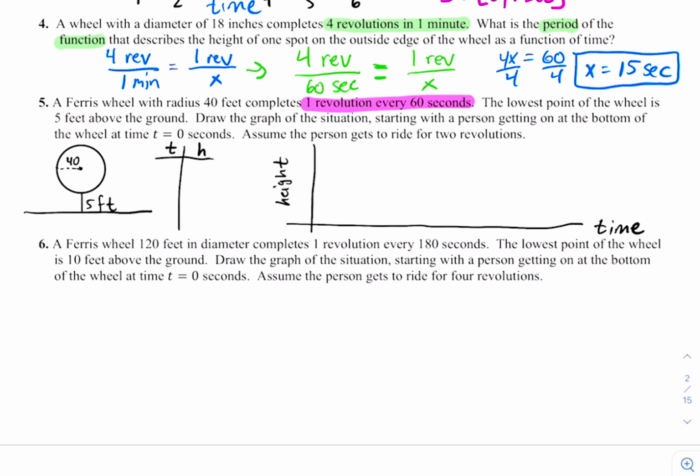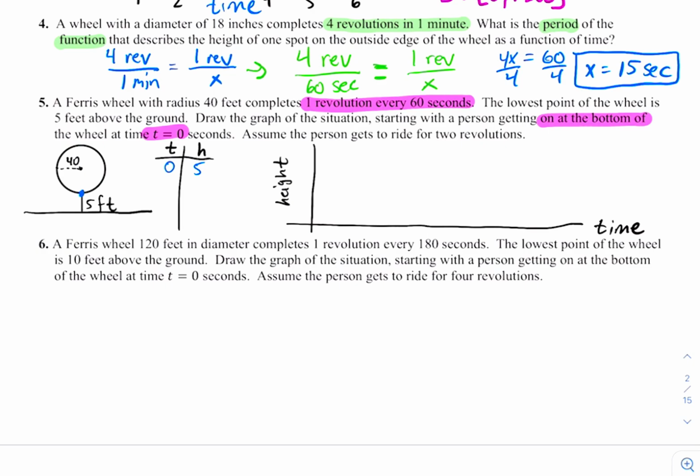I need to figure out easy heights on my Ferris wheel. So at the bottom here, I would know that my height would have to be 5, and our problem is telling us that we are getting on at the bottom of our Ferris wheel at time 0. So that means that at 0 seconds, I'm 5 feet above the ground.